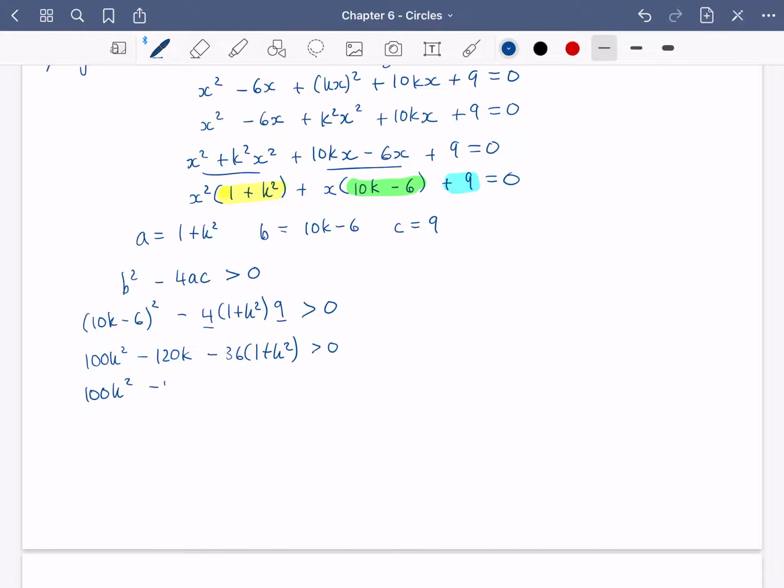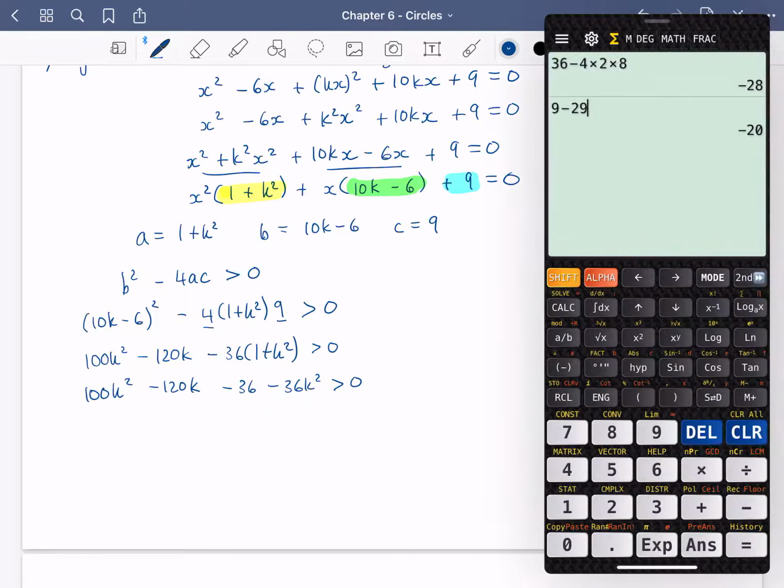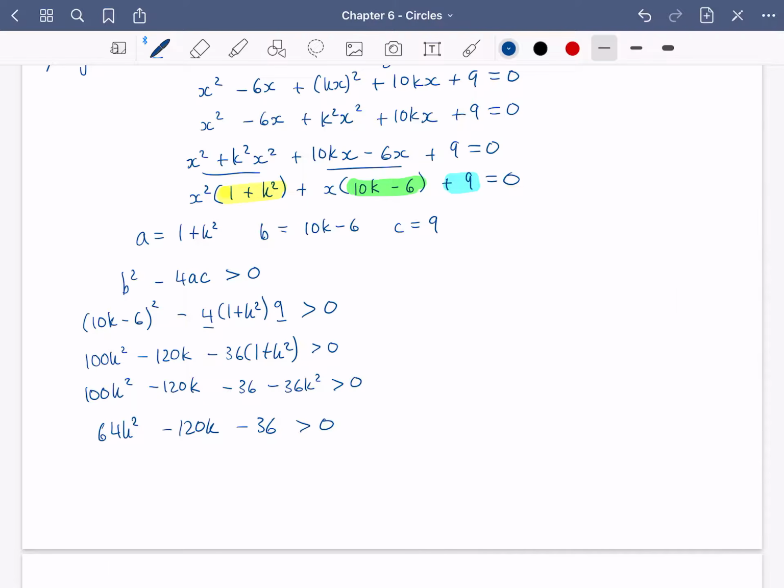So we get 100k squared minus 120k minus 36 minus 36k squared is greater than 0. So let's just do 100 minus 36, which is 64. So we have 64k squared, minus 120k minus 36 is greater than 0. Now, if you have the ClassWiz calculators, you can actually just put this inequality straight into your calculator. I don't think the graphics calculators can do this. So instead, what we're going to do is solve the equation 64k squared minus 120k minus 36 equals 0, and then we'll sketch it.